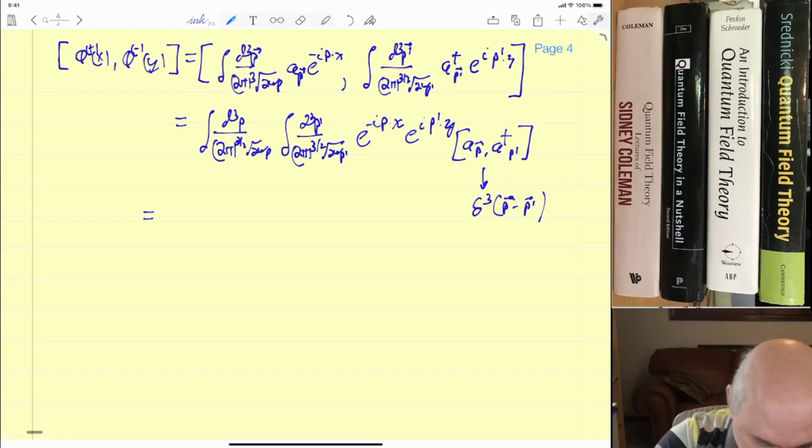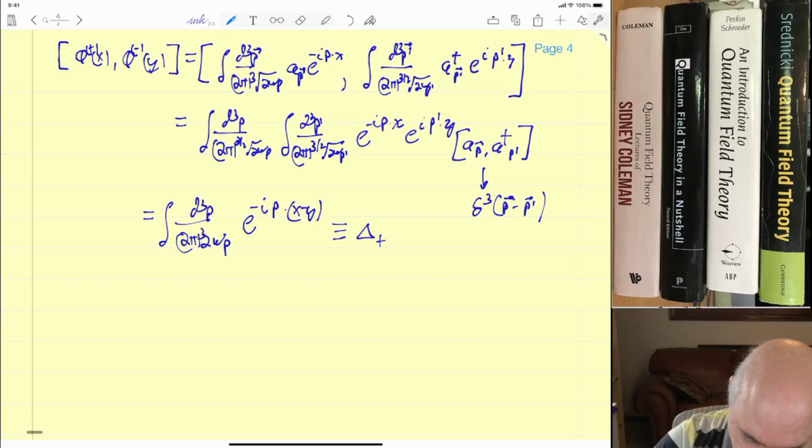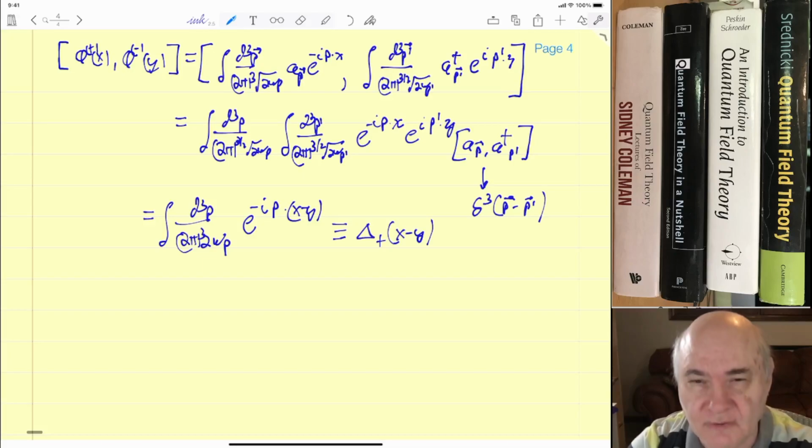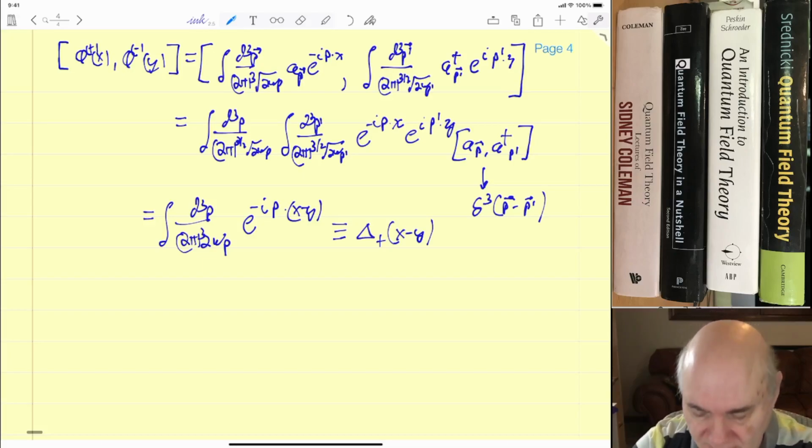So this turns out to be equal to the integral d3p over 2 pi cubed, 2 omega p, e to the minus ip dot x minus y. This is defined as del plus x minus y. Every book uses different conventions between what they call del plus, del minus, del 1, del 2, so don't worry about it. What's important is this is a Lorentz invariant function.